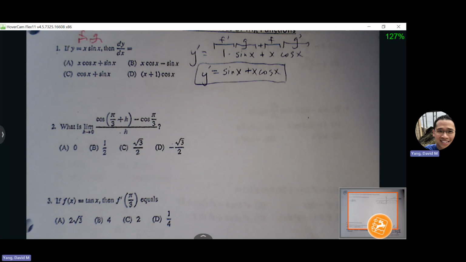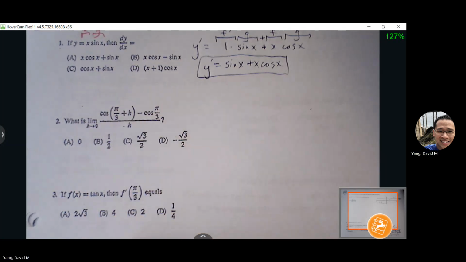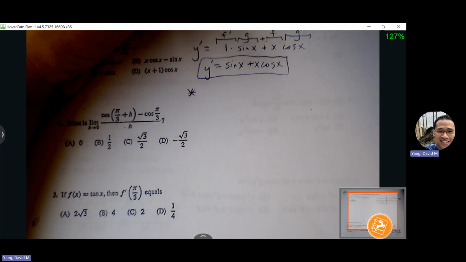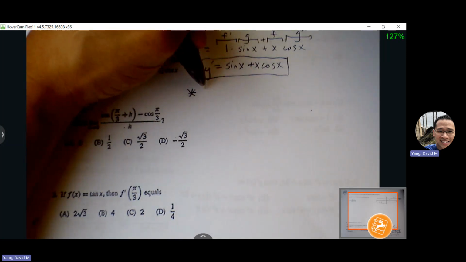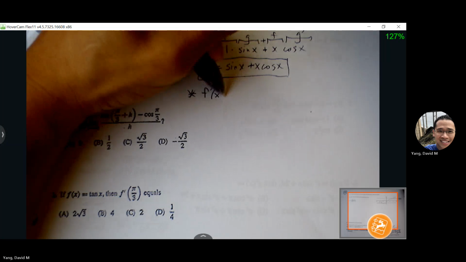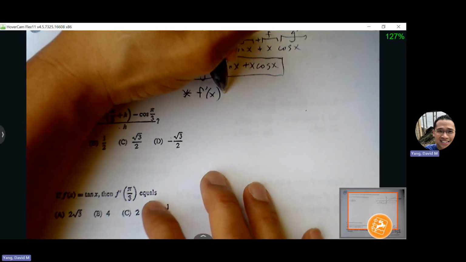Number two, what does that look like to you when you see this? That reminds us of the general limit definition of a derivative, right? So let me write out that definition so we can see. We're not going to work this out. We're more going to look to see what this is asking us to find, and then we're going to use our derivative rules.